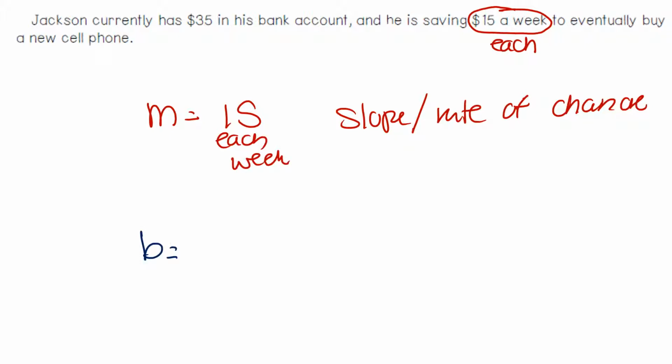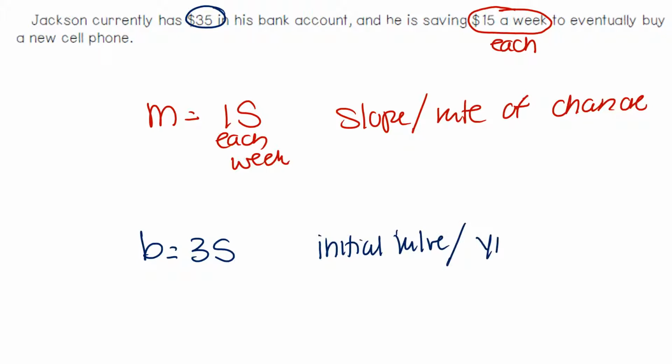Our b value is the $35 he already has in his bank account. That is already there. That's in the beginning. He has $35. That is our initial value, the y-intercept.